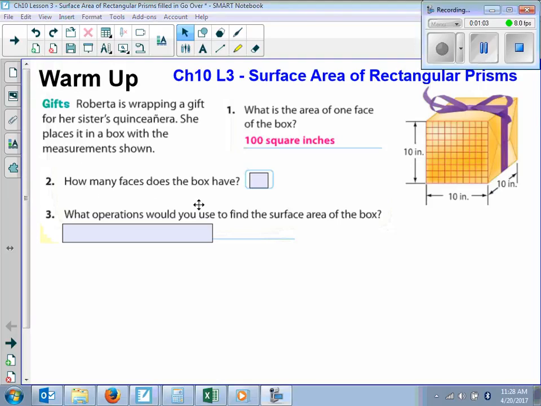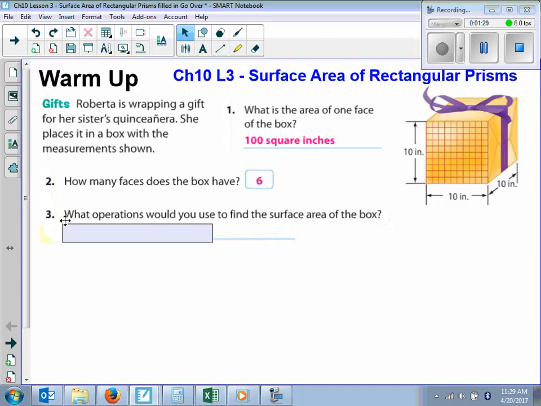Number 2 says, how many faces does the box have? So even though you can't see them, you know it has a front and a back. That's 2. It has a top and a bottom. That's 2 more. And it has a side and a side. So that's 2 more. So they have how many sides? 6. Very good. So there's 6 sides there.